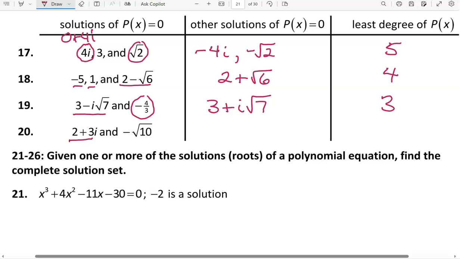In 20, we have a non-real solution, 2 plus 3i. 2 minus 3i must also be a solution, and an irrational solution, negative square root of 10, so positive square root of 10 must also be a solution. There are a total of 4 solutions given, so p of x must be at least degree 4.